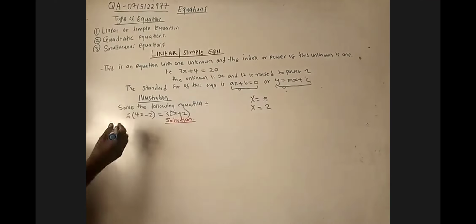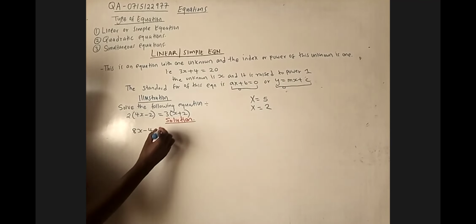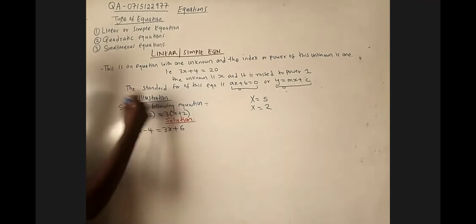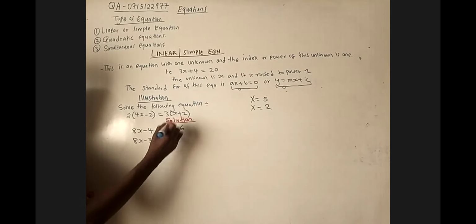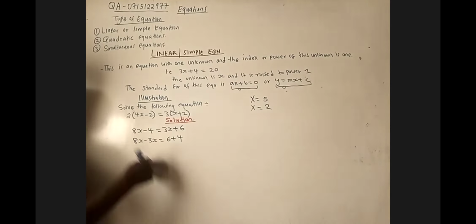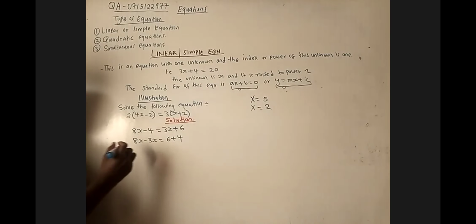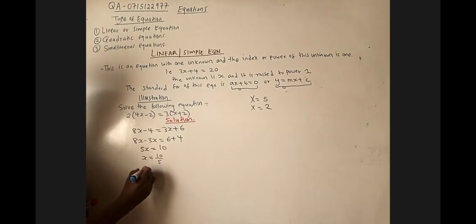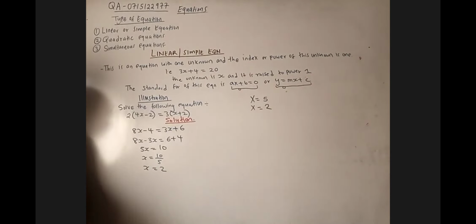Let us open the bracket. So 4 times 2 is 8x minus 4, to be equal to 3x plus 6. So this side will be 8x minus 3x, and it will be 6 plus 4. So 8 minus 3 is 5. 5x is equal to 10. So x will be equal to 10 divided by 5, so x is 2. So those who say 2, that is the correct answer.